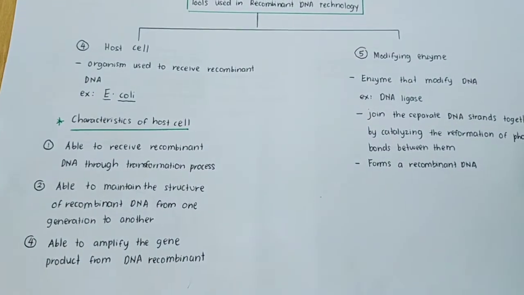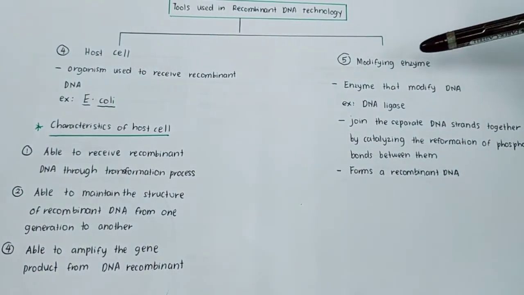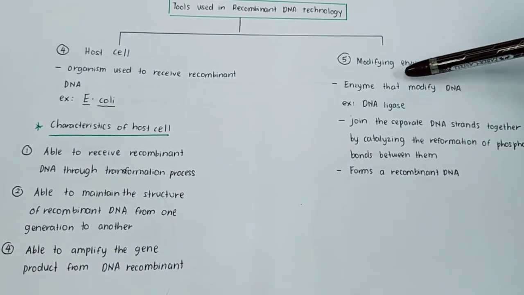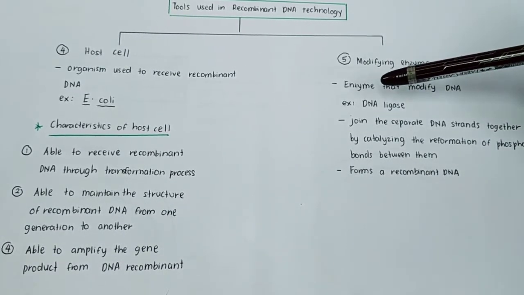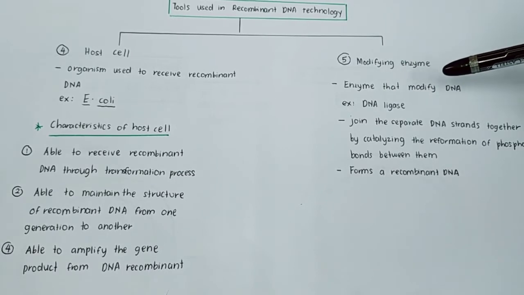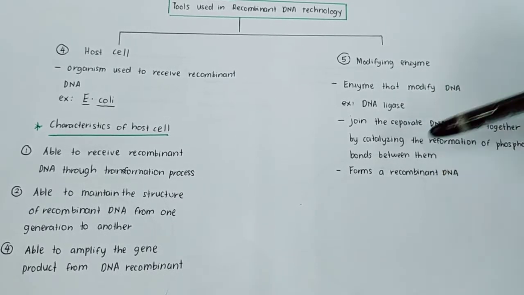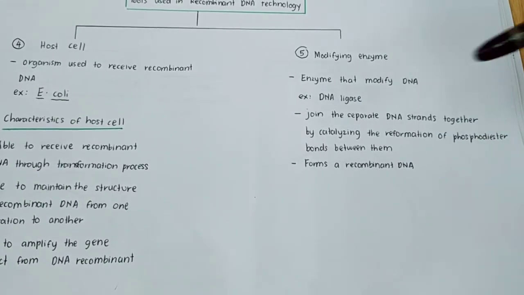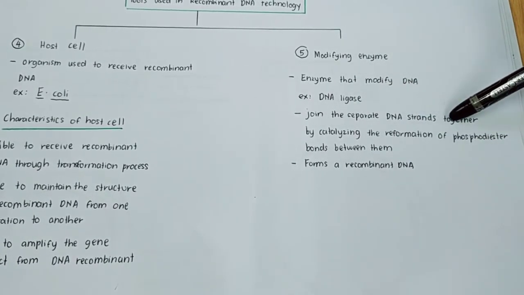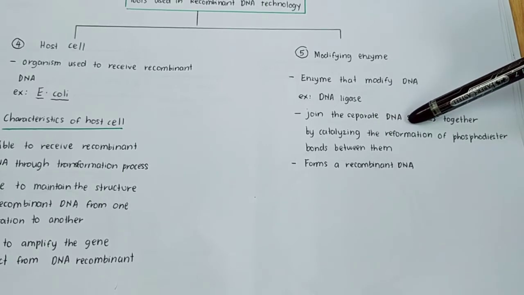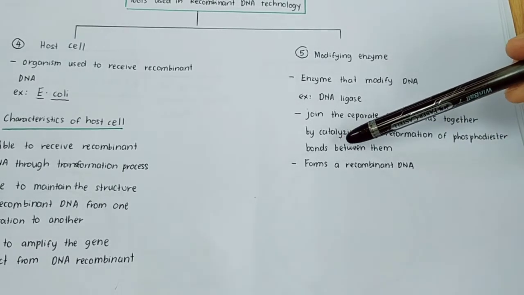Okay. And then the last tools in recombinant DNA technology are modifying enzyme. So what is modifying enzyme? It is the enzyme that modify DNA. So for the example is DNA ligase. So what is the function of DNA ligase? It will join the separate DNA strand together by catalyzing the reformation of phosphodiester bond between them.